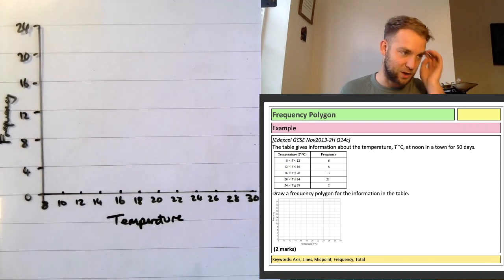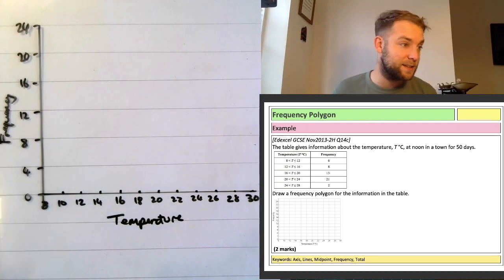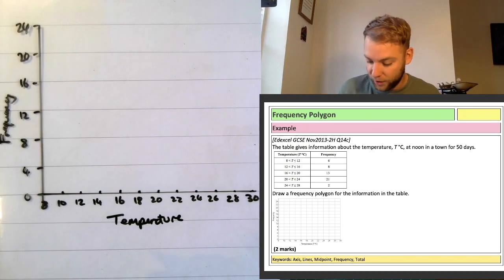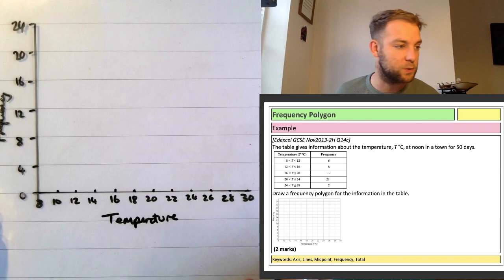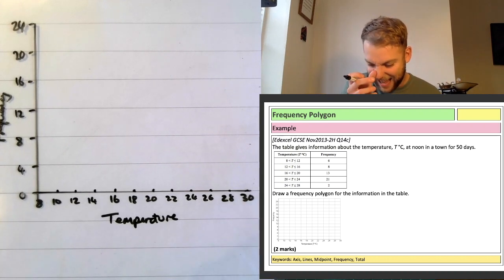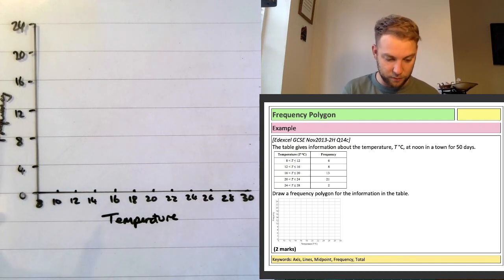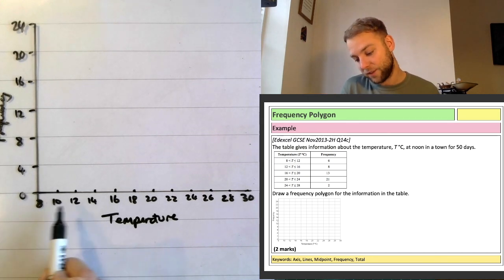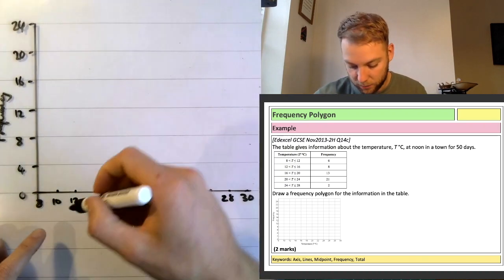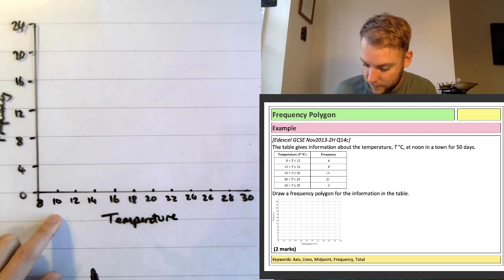Temperature at the bottom. So we want our midpoint and we want our frequency. So the midpoint of this one, the midpoint of between 8 and 12. Now, if you're not sure, there is a way to do it. You can add them together and divide by 2. So 8 plus 12 divided by 2 is 10. Or you can kind of see it on the graph, can't you? What's the middle between 8 and 12? So 8 and 12 is 10.